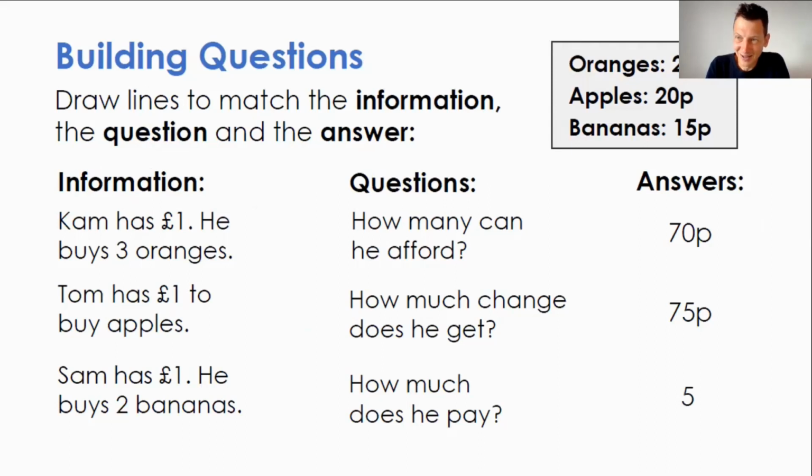And again, if you'd like a little longer, please pause the video. But for children to figure out, for example, Sam has £1. He buys 2 bananas. That's costing 30 pence. So there isn't an answer of 30 pence, so that mustn't be the question. In this instance, how much change does he get? It's 70 pence. But again, linking information, questions, answers.